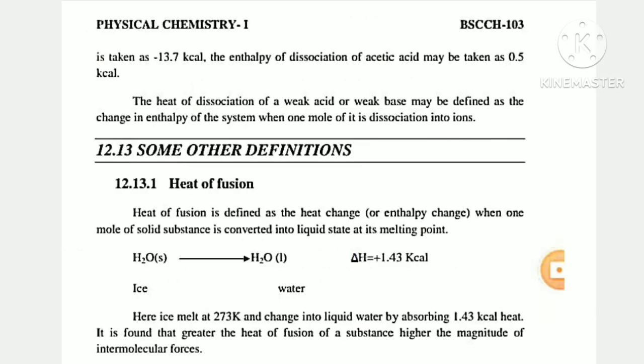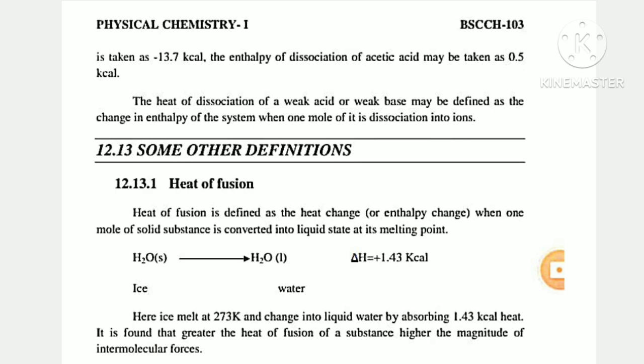It is taken as minus 13.7 kilocalorie. The enthalpy of dissociation of acetic acid may be taken as 0.5 kilocalorie. The heat of dissociation of a weak acid or weak base may be defined as the change in enthalpy of the system when 1 mole of it dissociates into ions.